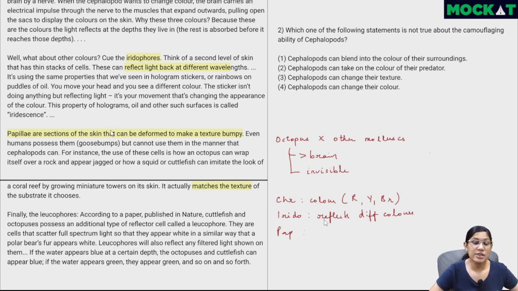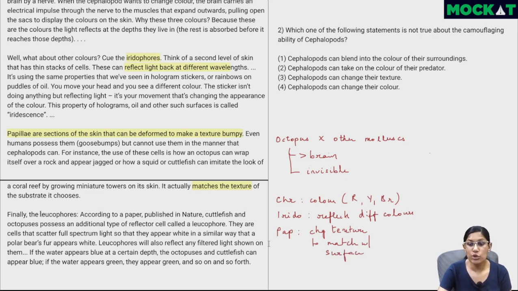So if the octopus looks exactly the same as, let's say, the rock that it is around, any other marine animal would not realize that an octopus is there. It will just think that it's part of that rock or whatever other thing is there. So papillae can essentially change its texture to match with the surface. Finally, the leucophores. According to a paper published in Nature, cuttlefish and octopuses possess an additional type of reflector cell called a leucophore.